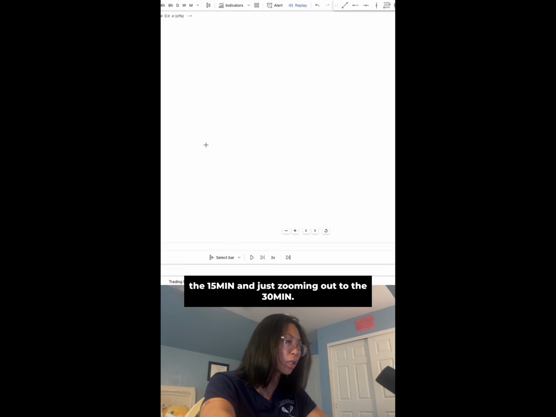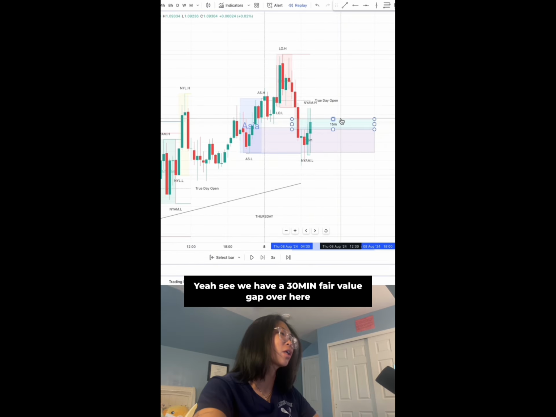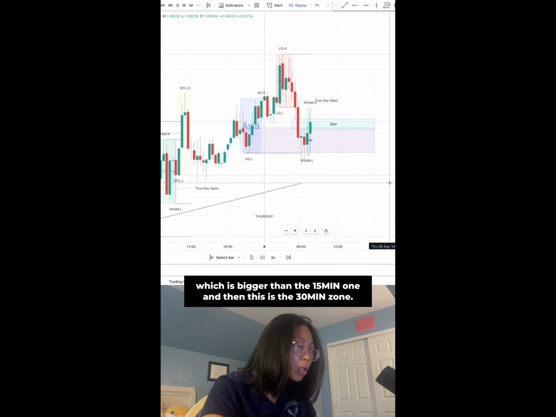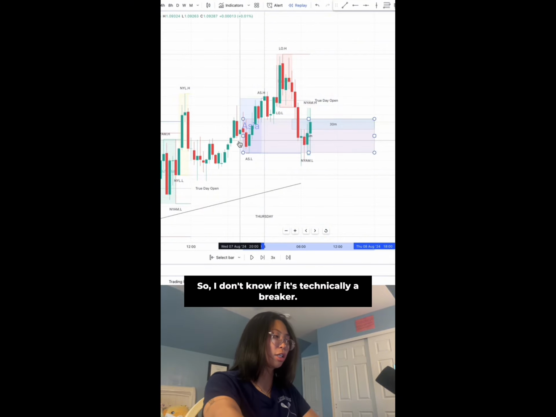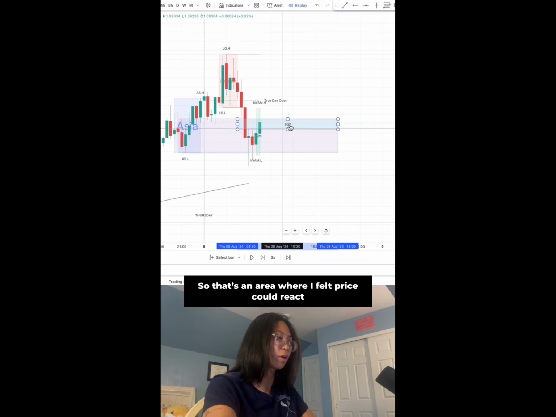And just zooming out to the 30-minute, yeah, we have a 30-minute fair value gap over here, which is bigger than the 15-minute one. And then this one, the 30-minute, take these two candles here. So I don't know if it's technically a breaker, but there's even more of an overlap. It's an area where I felt price could react.